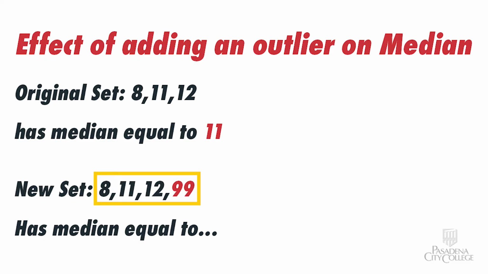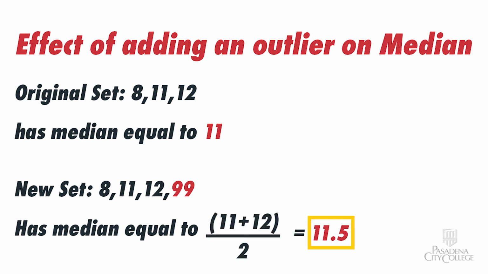So we'll just pick out the two middle numbers. The two middle numbers are 11 and 12. When I take 11 plus 12 and divide that by 2, I get 11.5, which is not that different than before. It didn't seem to be affected that much by the inclusion of 99.